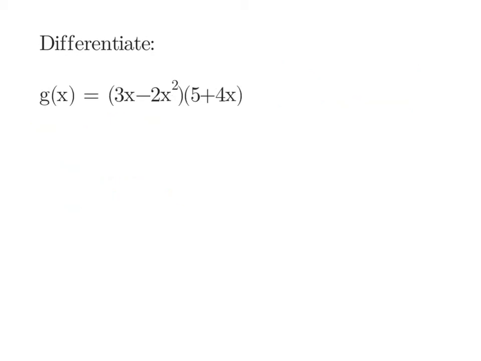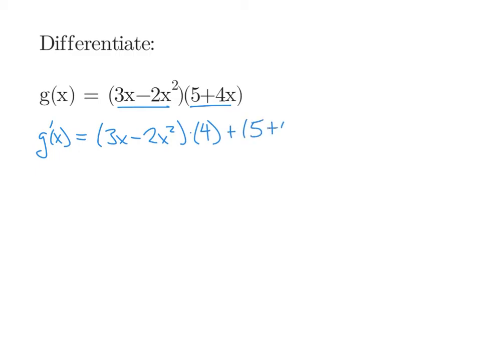Let's try another one with g of x being 3x minus 2x squared times 5 plus 4x. Now when we want to find the derivative of g, 1d2 plus 2d1. So 1 is the 3x minus 2x squared. d2, derivative of the second function is 4, plus 2d1. So the second function is 5 plus 4x. And the derivative of our first function is going to be 3 minus 4x.